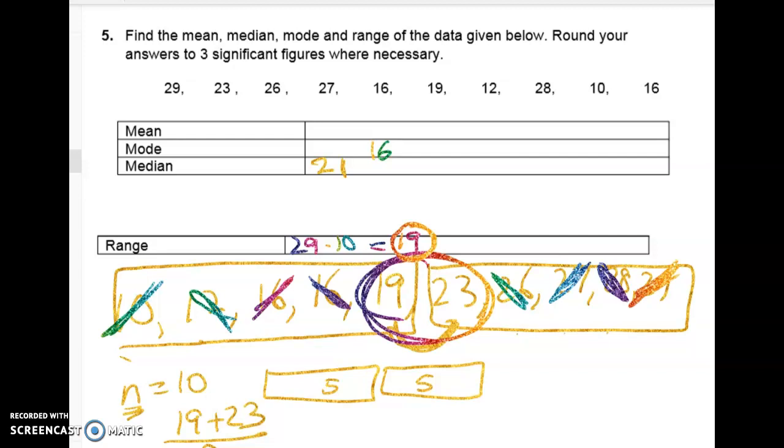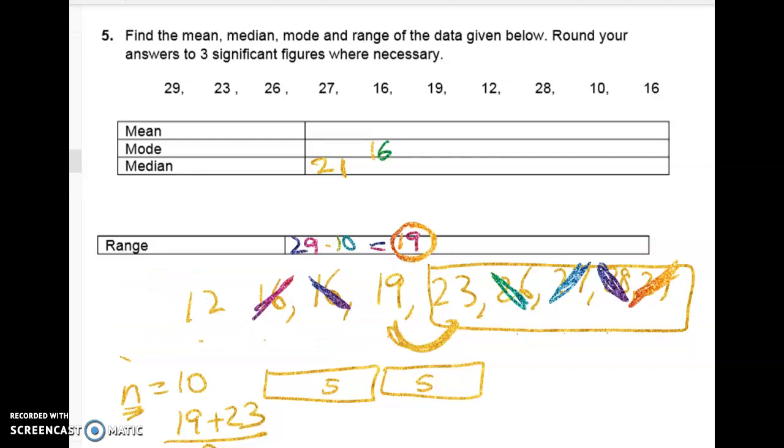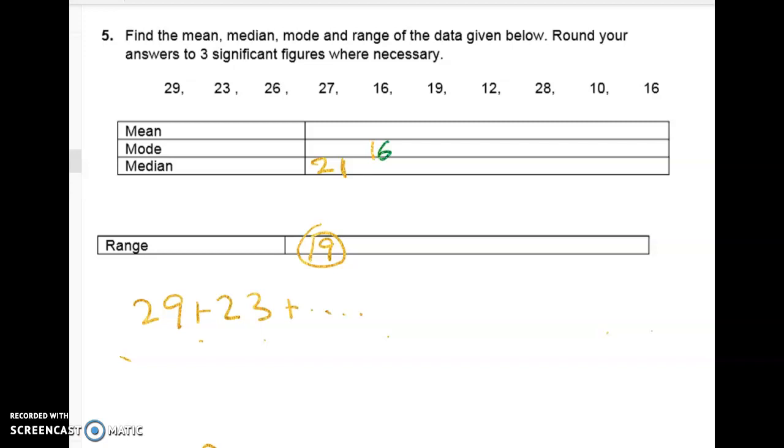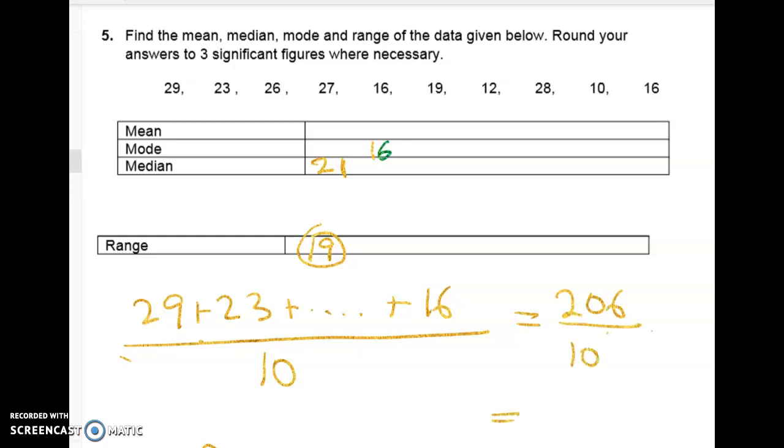Now, the last thing we're going to do is to find the mean, and I'll just give myself back some space. So to find the mean, I don't have to have the numbers in order, but I do have to add them all up. Now, the range has disappeared. The range was 19. So adding these up gives me what? Well, I've got 29 plus 23 and so on. So I add all of those up. And then I divide by how many numbers we had, and we had 10. So the top line works out to be 206 divided by 10. So my mean is 20.6.